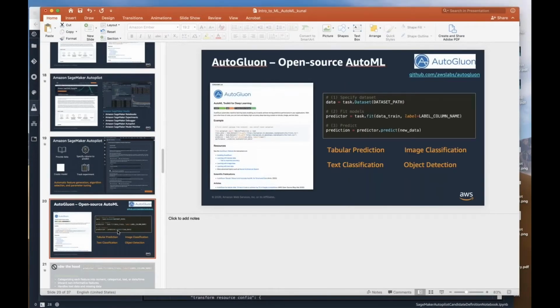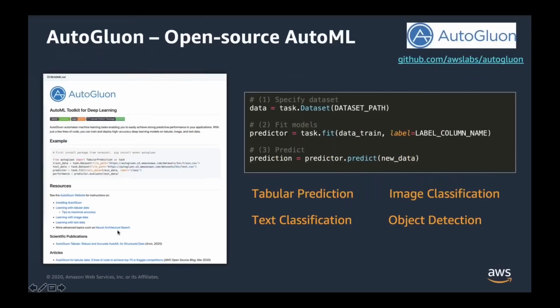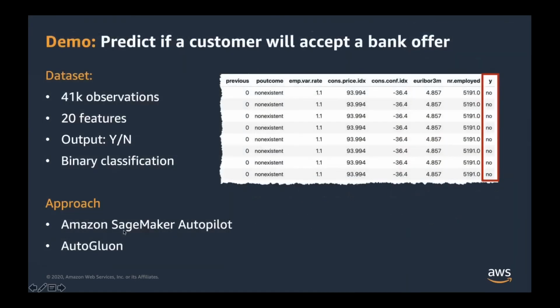Now the next thing over here is AutoGluon, right? So Autopilot just works on tabular data, kind of like I showed you with that Excel sheet. AutoGluon works for more than just that. You can do tabular data, you can do image classification, object detection, text classification. The idea here is simplicity, right? So you can see how many lines of code it needs to go ahead and train a model with AutoGluon. So this again is pretty simple to use.